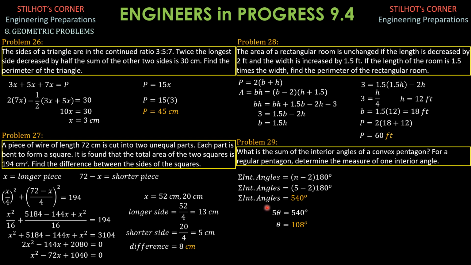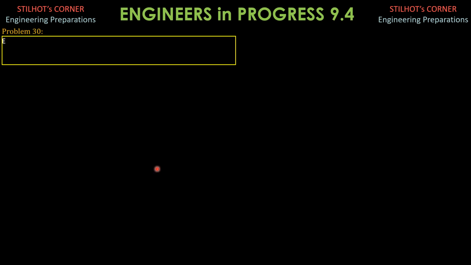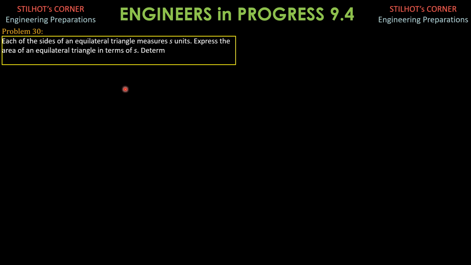Problem 30. Each of the sides of an equilateral triangle measures S units. Express the area of an equilateral triangle in terms of S. Determine the area and perimeter of an equilateral triangle of side 12 centimeters.